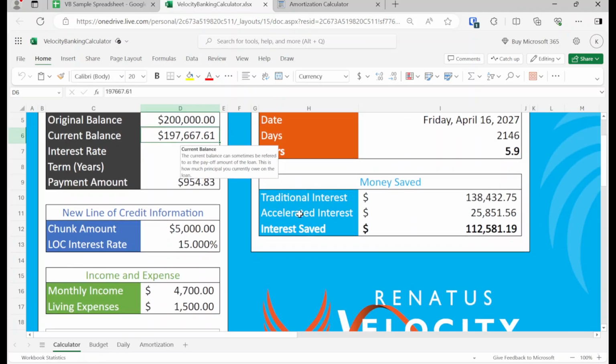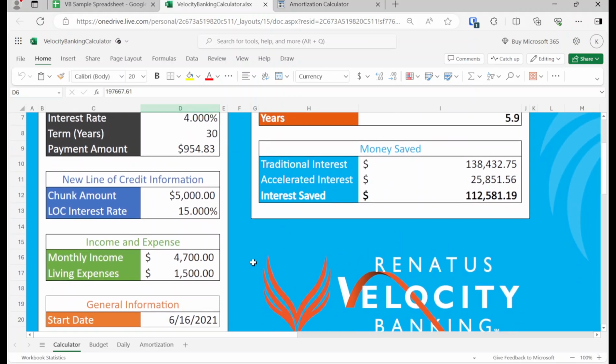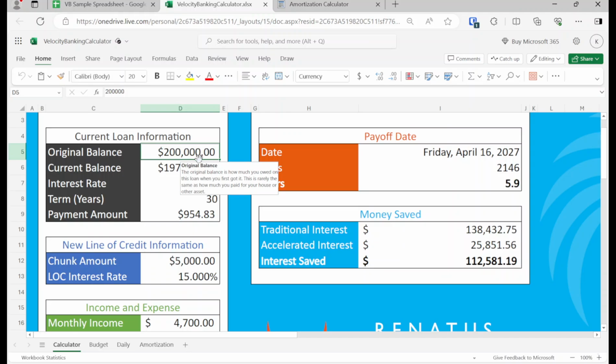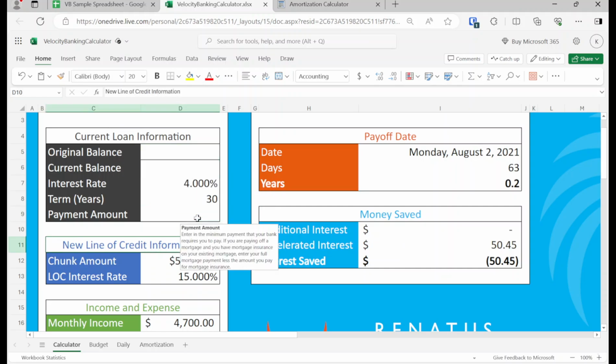And this is a velocity banking calculator provided by Renatus. And I'm actually a Renatus student, right? So if you want to learn from them, I'll enroll you in their classes. And this is where I originally learned velocity banking from. They provide this cool calculator.